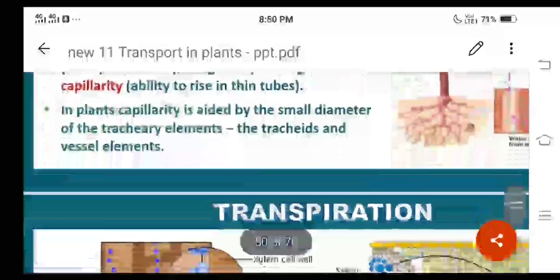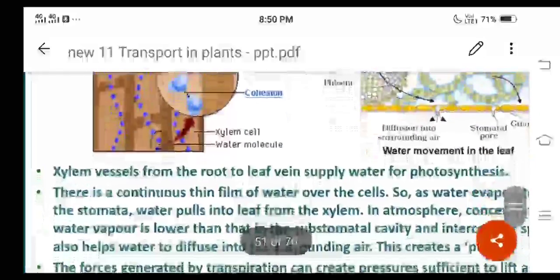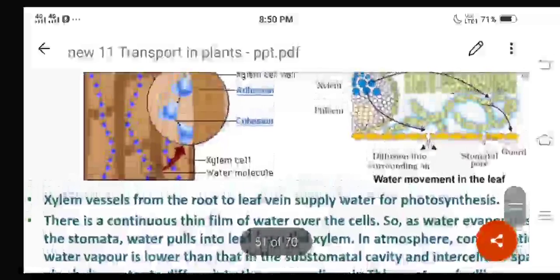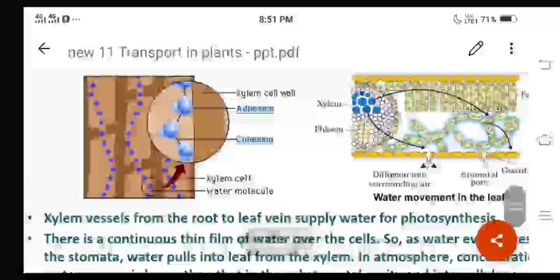Okay, then regarding the xylem vessels, the xylem vessels will be present from the root system, where they will begin, till the leaf portion. The xylem elements or the xylem vessels will extend up to the leaf, right?